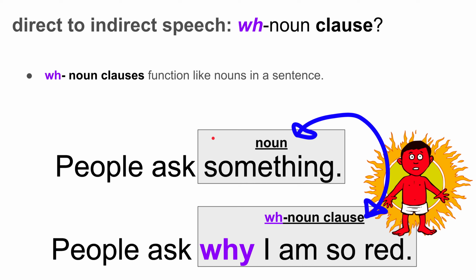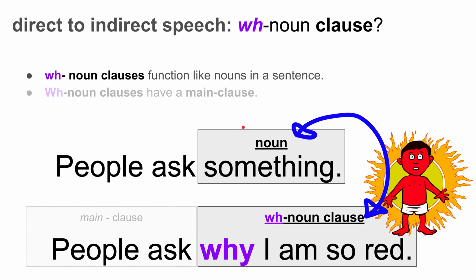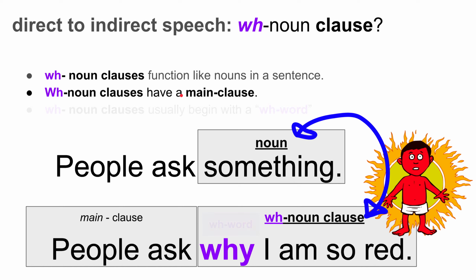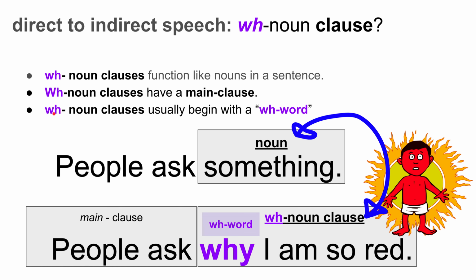People ask something. What is that something they ask? People ask why I am so red. Why I am so red replaces the noun something. Wh-noun clauses have a main clause. Here, the main clause is people ask. And lastly, but most importantly, noun clauses usually begin with a WH word. Here, the WH word is why. The other WH words are why, where, when, who, what, and how.